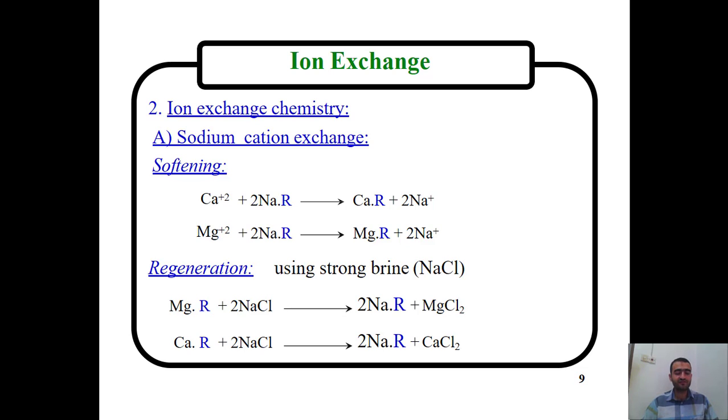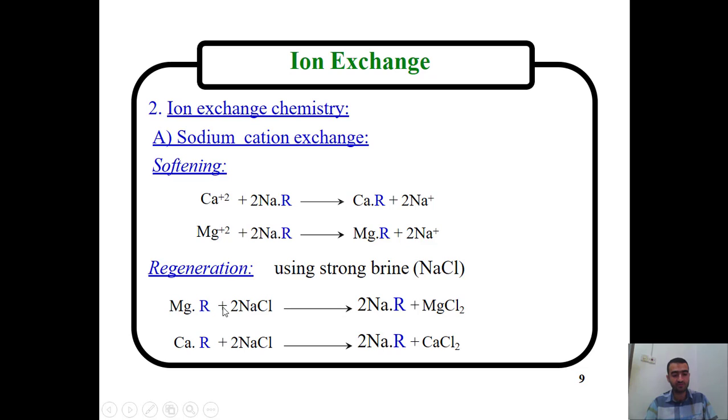Okay, let's have a brief idea about the ion exchange chemistry. First, talking about the sodium cation exchange. If we are talking about the process of softening, softening is to remove calcium and magnesium. This is the resin, and these are the sodium attached to the resin. So when calcium exists in solution and is passed through the resin holding sodium, it will exchange calcium with sodium, and the same goes for magnesium.